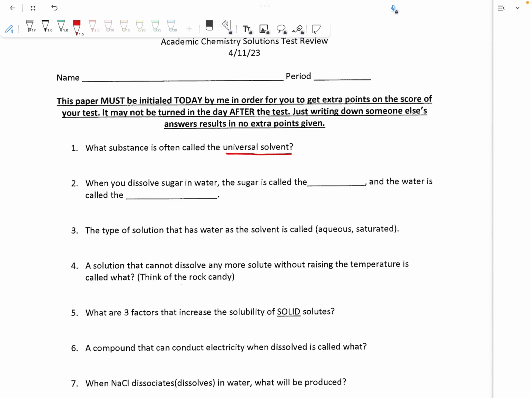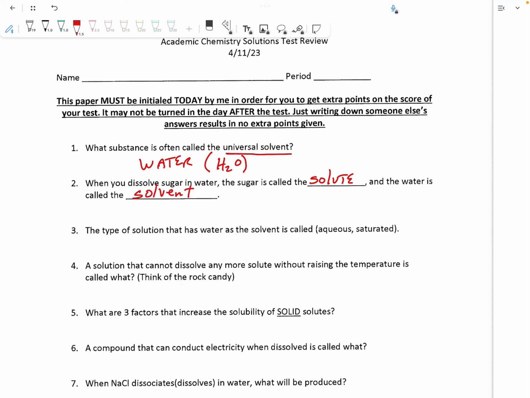Universal solvent, the one that dissolves more solute than anything else, guys, that's water, H2O. Okay. When you dissolve sugar in water, you guys are good at this one. The sugar is called the solute. Water is called the solvent, right?